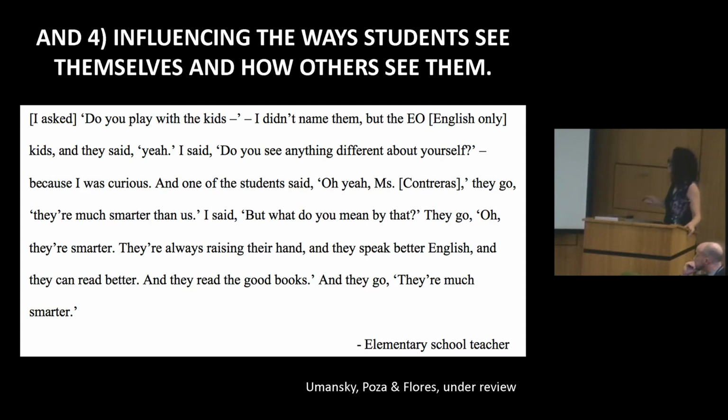So I'll just read this to you. This is an elementary school teacher. I asked, do you play with the kids? And I didn't name them, but the English-only kids. And they said, yeah. I said, do you see anything different about yourselves? Because I was curious. And one of the English learner students said, oh yeah, Ms. Contreras, they're much smarter than us. I said, but what do you mean by that? They go, oh, they're smarter. They're always raising their hand. They speak better English, and they can read better. And they read the good books. And they go, they're much smarter. So this idea that English learner classification may be in some way impacting students' sense of themselves and their own identity and their own strengths in the classrooms.